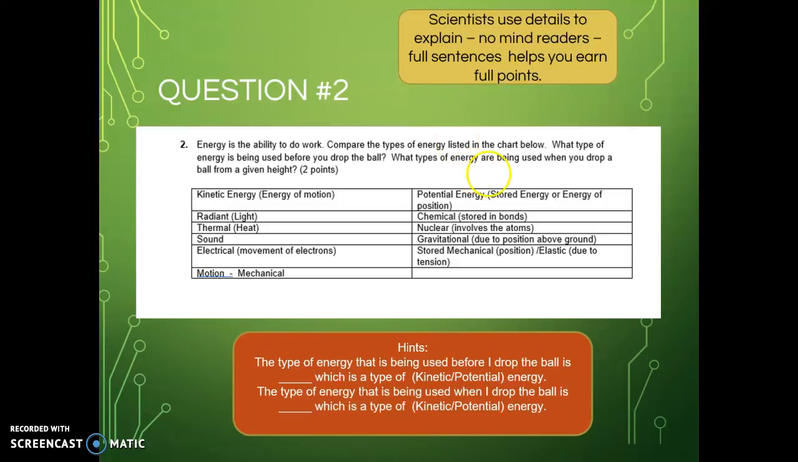So please use the sentence hint to help you out, and then you can label whether it is a potential energy or kinetic, also along with what type of energy is being used. So there's an example to help you out.